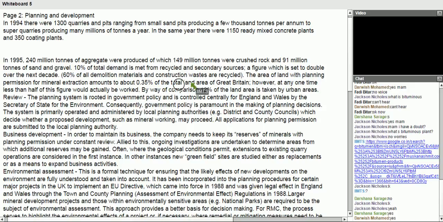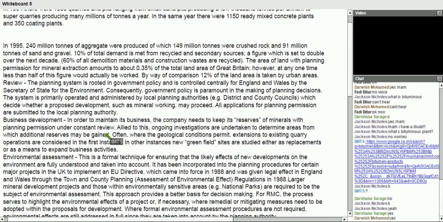This amounts to about 0.35% of the total land area of Great Britain. However, at any one time, less than half of this figure would actually be worked. By way of comparison, 12% of the land area is taken by urban areas. Review. The planning system is rooted in government policy and is controlled centrally for England and Wales by the Secretary of State for the Environment. Consequently, government policy is paramount in the making of planning decisions. The system is primarily operated and administered by local planning authorities, which decide whether a proposed development such as mineral working may proceed. All applications for planning permission are submitted to the local planning authority.